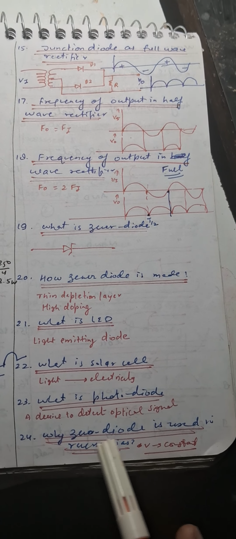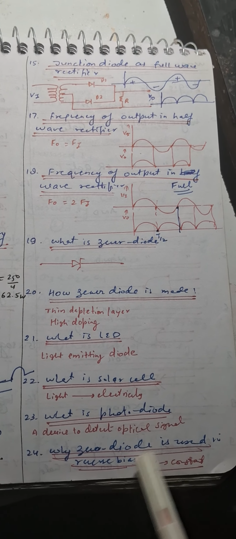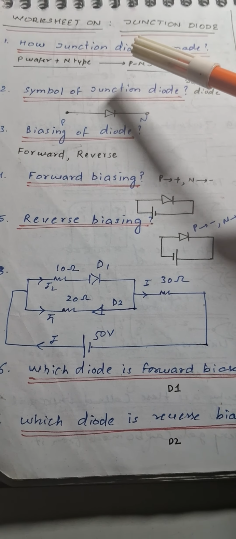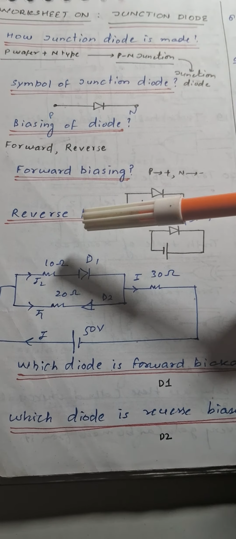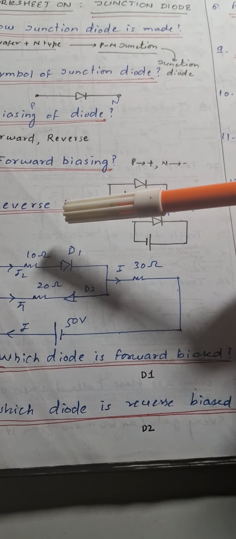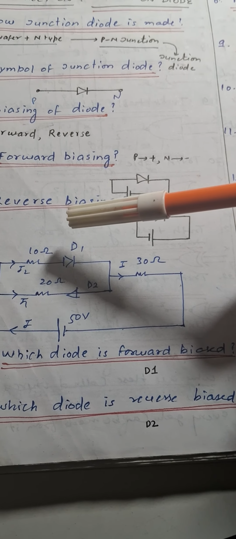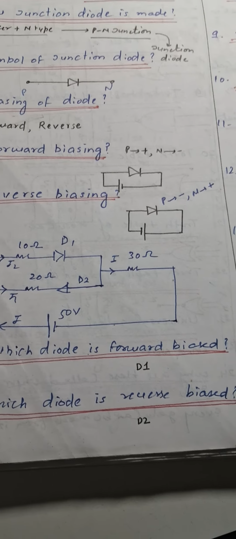The next is why a Zener diode is used in reverse bias. Obviously to keep the voltage constant. So this is the worksheet based on junction diodes. It contains all the basic concepts, basic terms, and basic manipulation based questions, which form the basis of higher order questions which are asked in competitive exams like NEET, JEE Main and JEE Advanced.